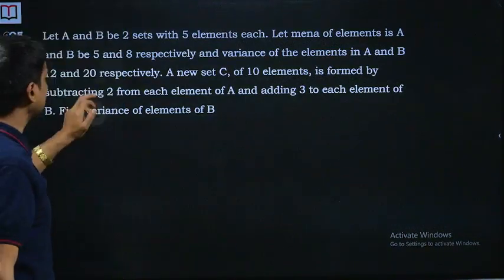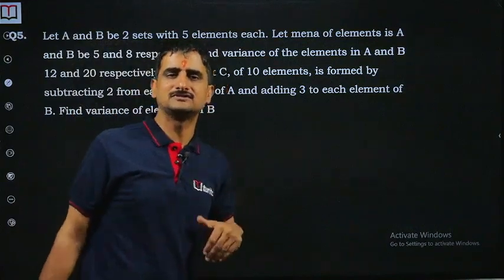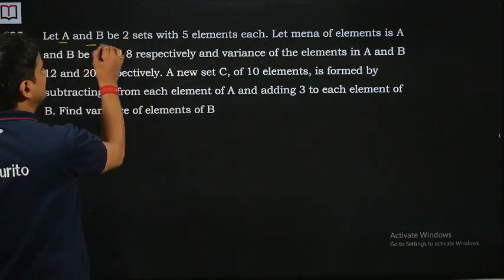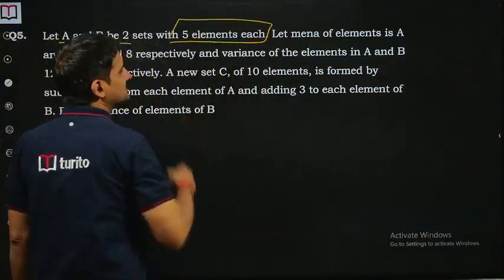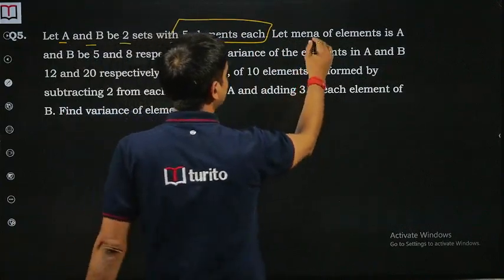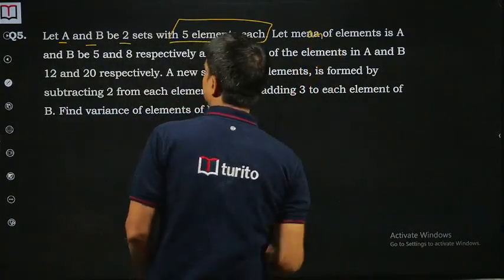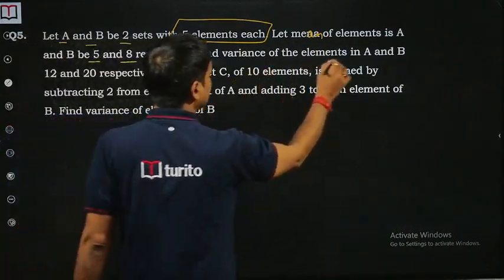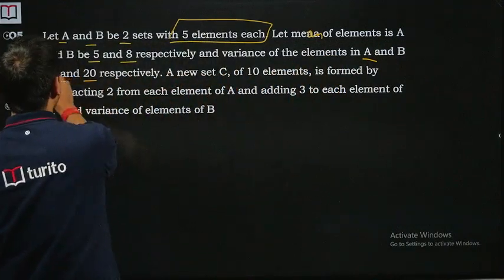Now see, this is one more type of question which might be very important for the upcoming examination, and that is: if A and B are two sets each having 5 elements, let the mean of elements in A and B be 5 and 8 respectively, and the variance of elements in A and B be 12 and 20.